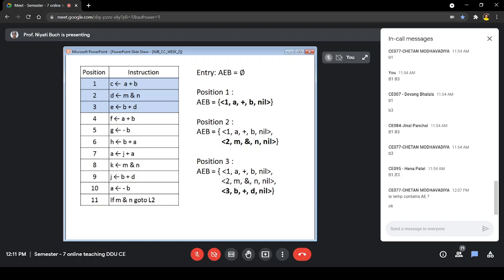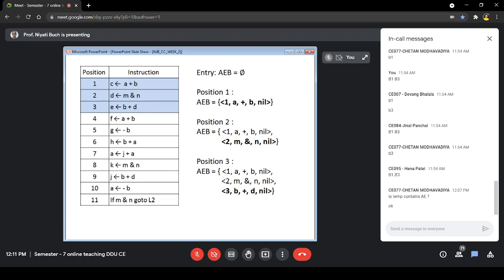Now the same thing for position number 3. What is our expression? B plus D. Do you have B plus D? No. So add a quintuple into your AEB. Let me give you a few seconds to note this down in your notebooks, for the first 3 instructions.